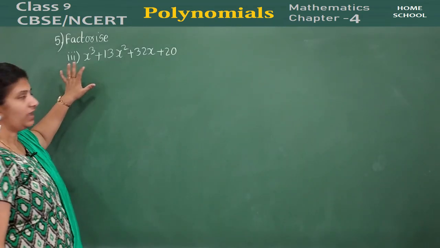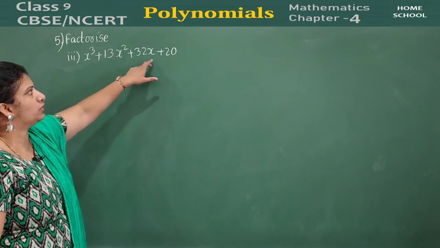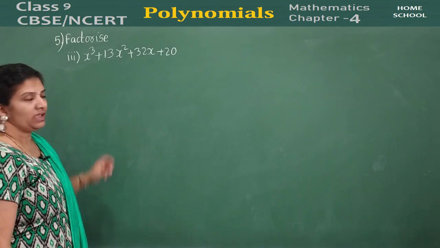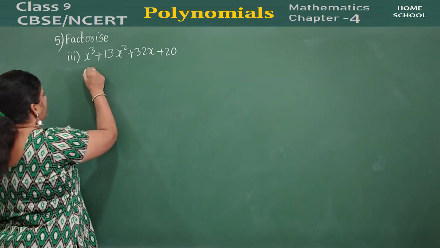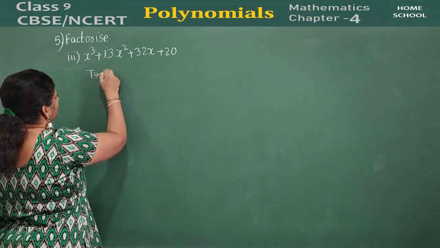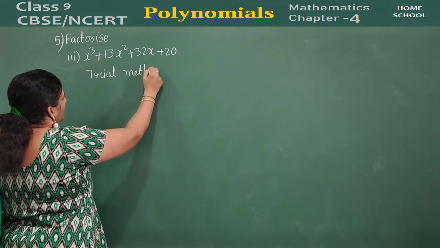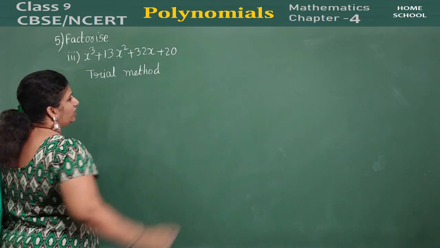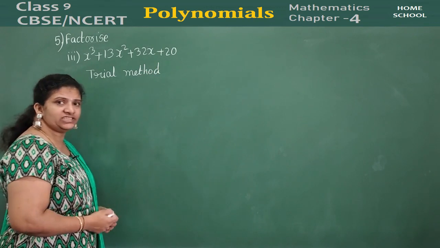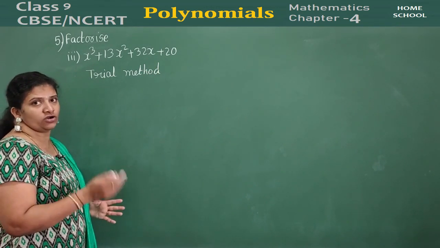Third problem. X cube plus 13x square plus 32x plus 20. Again, this is a cubic polynomial. So, we go with the trial method. Trial method and see the constant here. What do you have? 20. What are the factors for 20 children? 1, 2, 4, 5. These are all right.